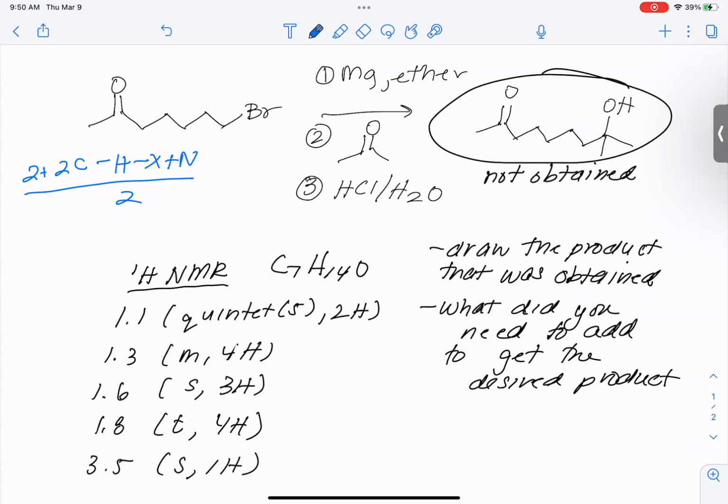All right, let's just start. So what I am trying to do is continue to give you these difficult problems so that you can see how to work them out. All right, what I would do here is I would actually do the chemistry first, and then I would go back and check the NMR data. So the first reaction, you have Mg and ether, and that will give you a Grignard reagent.